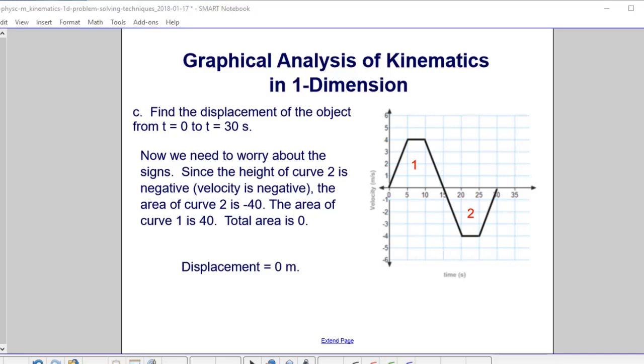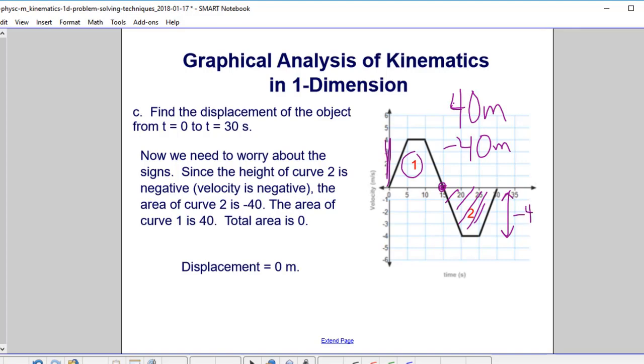There, it matters what direction we're going in. In this first case, since we had a positive velocity, we were going in the positive direction, and we covered 40 meters. Then what happened? At this point, we turned around and started heading with a negative velocity, heading back to where we started from, and we covered a displacement of negative 40 meters. Mathematically, you can see that because the height here is negative 4.